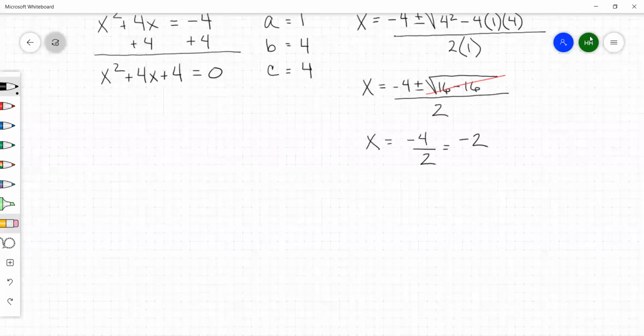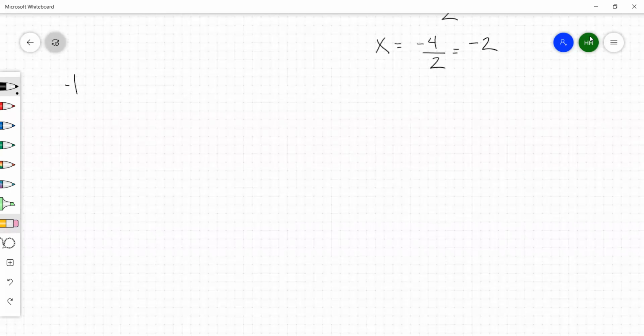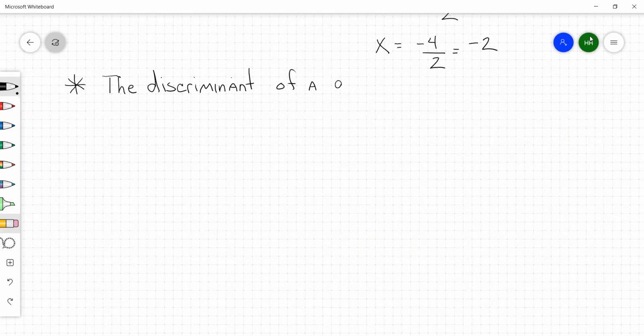All right, and then in the second part of your assignment today, you're going to be using what's called the discriminant. And the discriminant of a quadratic is the value of b squared minus 4ac. All right, the discriminant of a quadratic is the value of b squared minus 4ac.